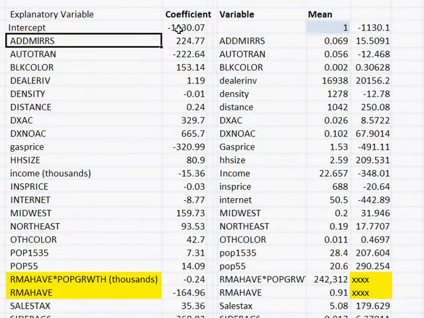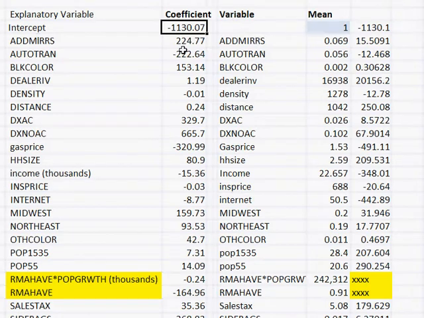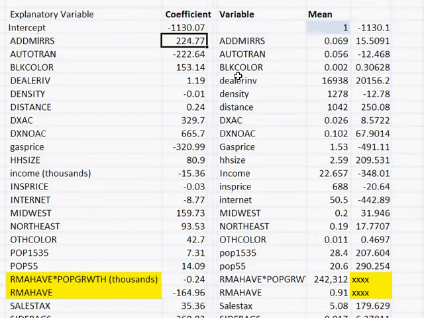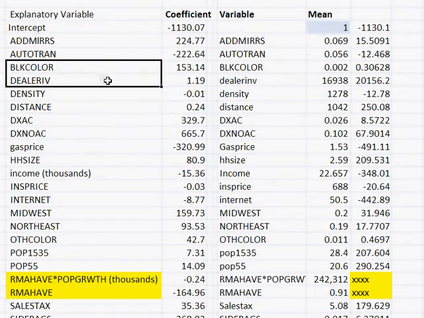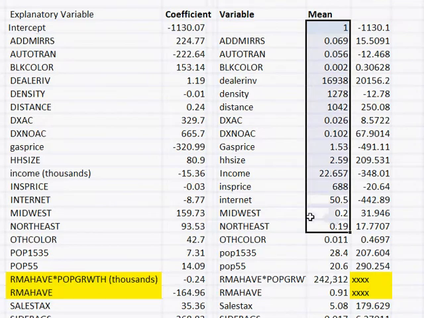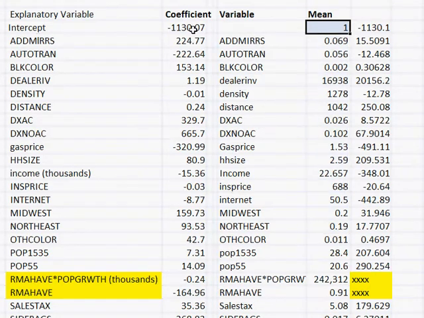Here's our equation. Price equals minus 1130, the y-intercept, plus, if the car has additional mirrors, add 224. So 224 times 1, minus 222 times 1 if it has automatic transmission, etc., plus 1.19 times the dealer invoice price. Now I'm going to do that for the average car using the means that were reported in the paper.